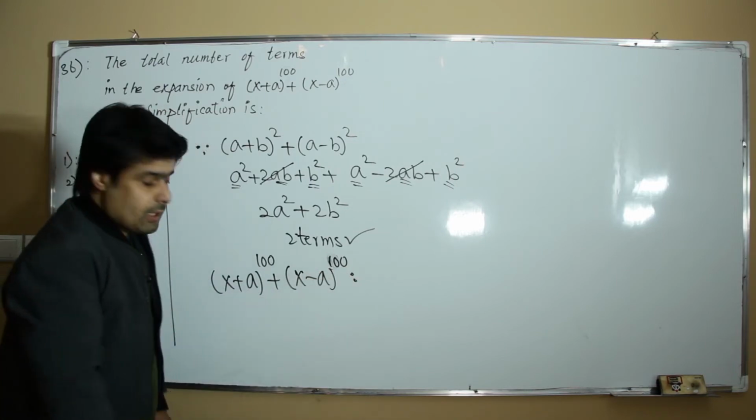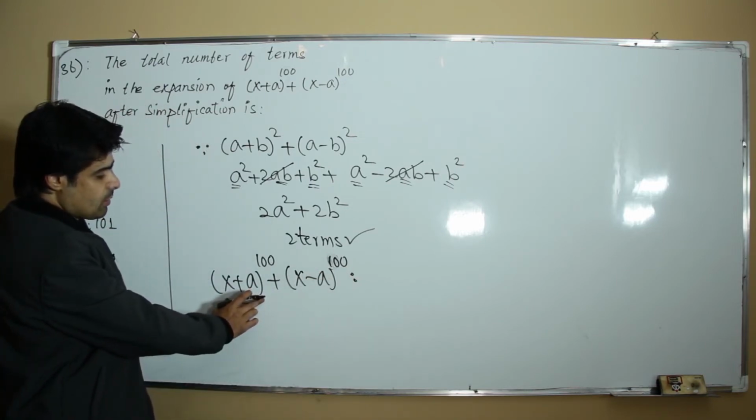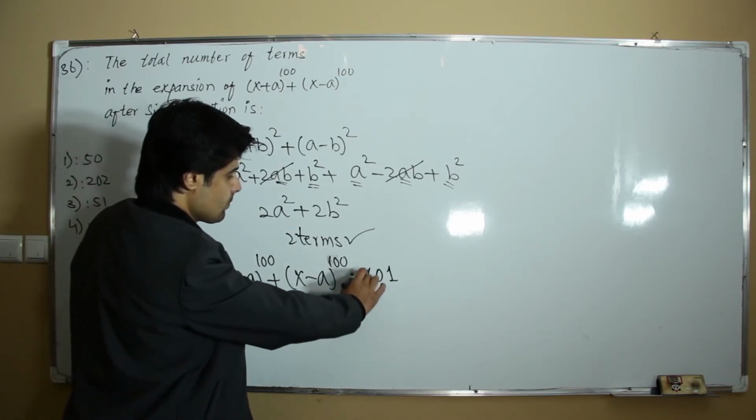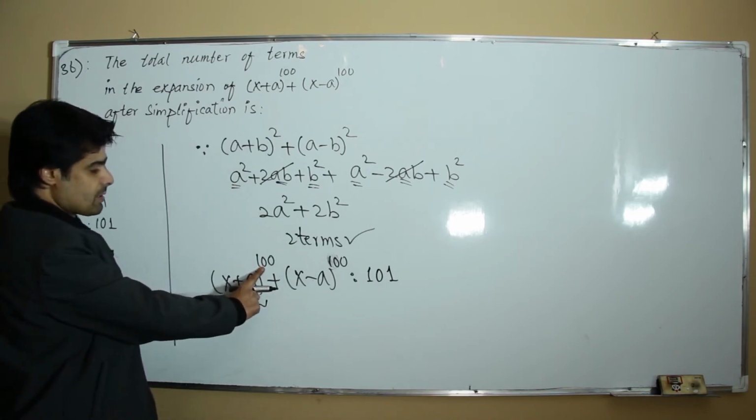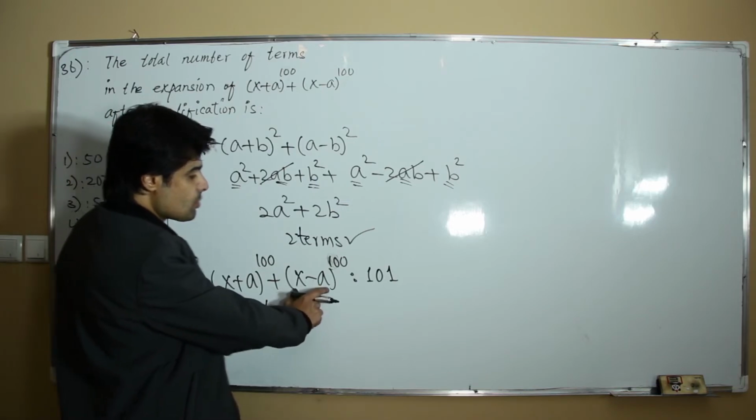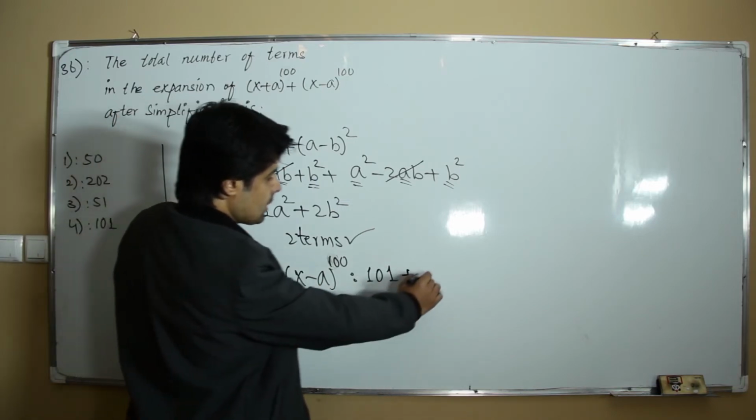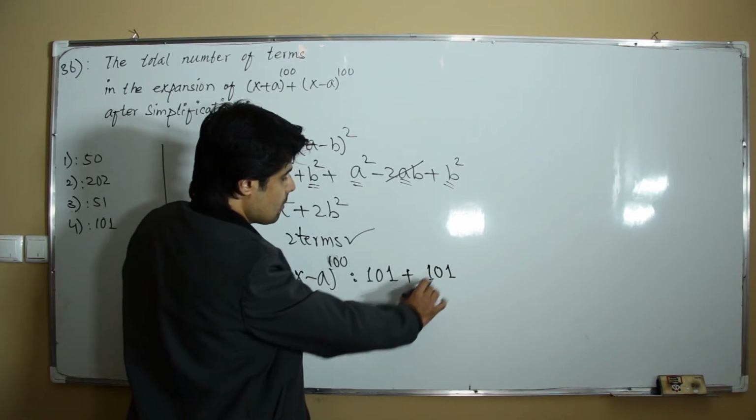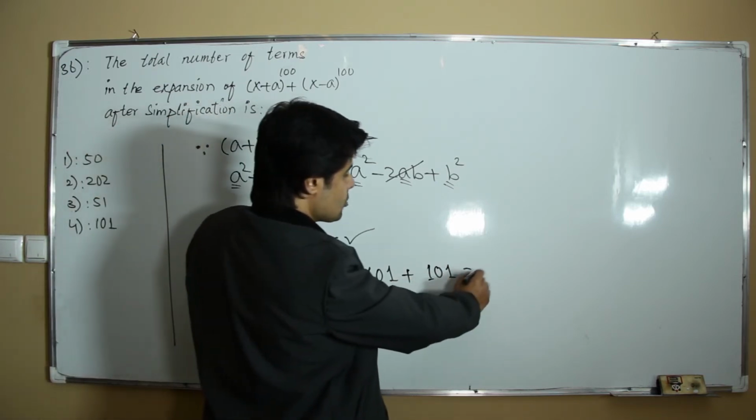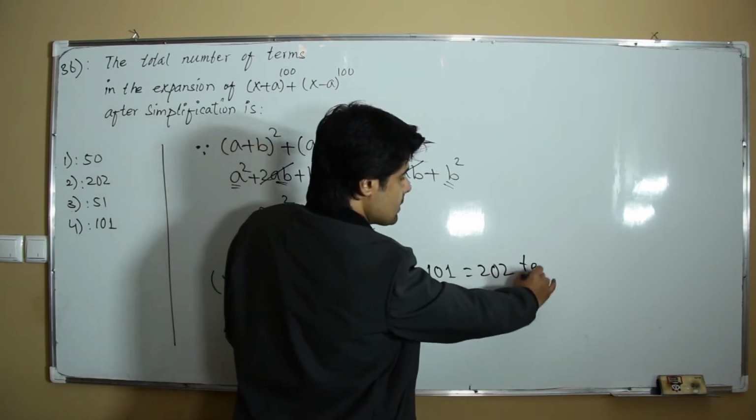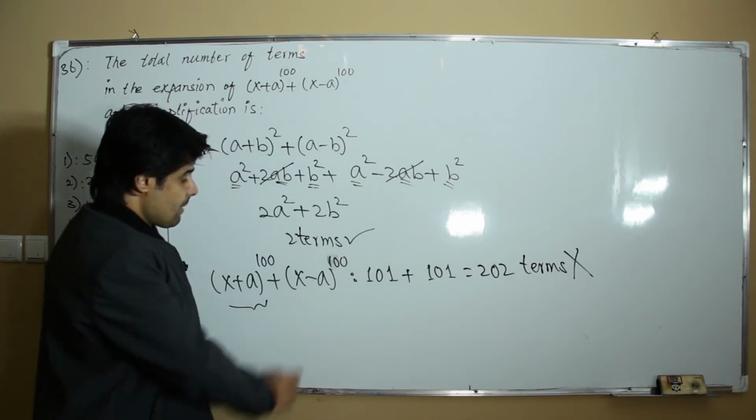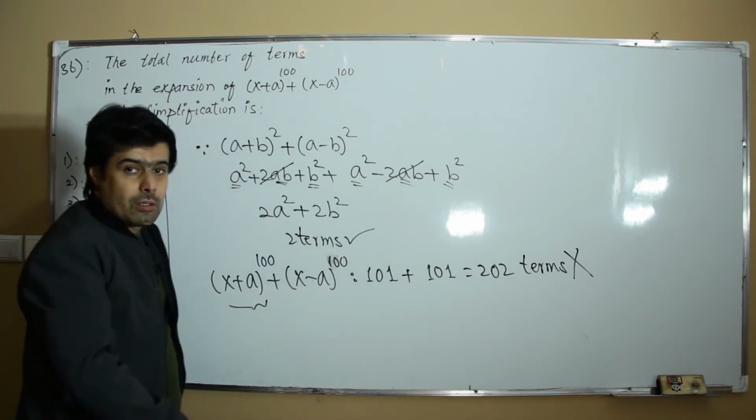Now, what do you think? How many terms does the first one have? The first one has got 101 terms. If the power is 100, how many terms do we have? 101. How many terms do we have in the second one? The second one is also 101. Can we say that 101 plus 101 is 202 terms? Can we say? No. Why? Because some of these terms are cancelled with this one.